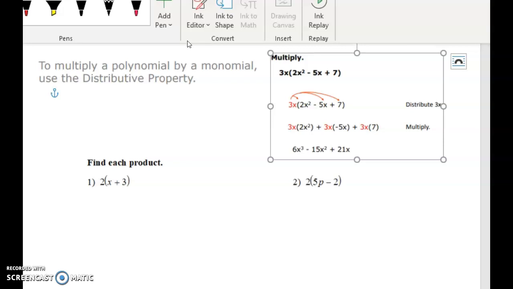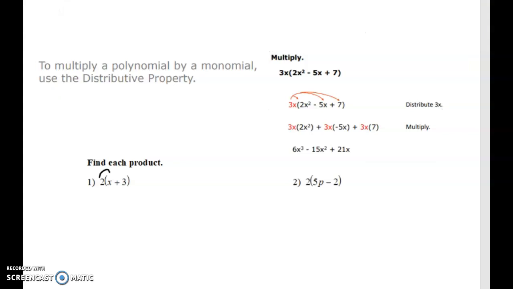So I'm going to do a few of these together with you guys, and then I'm going to have you do the rest for your homework. And then you're going to check your answers. So let's go ahead and do the first one. We're doing 2 times x plus 3, so that's going to be 2 times x, which is 2x. And then 2 times 3, or positive 3, would be a positive 6. And we're done.